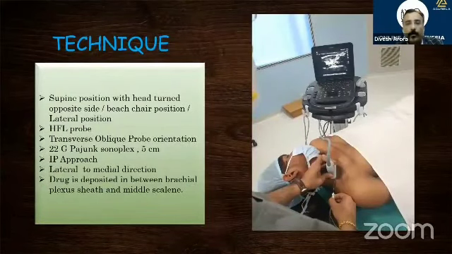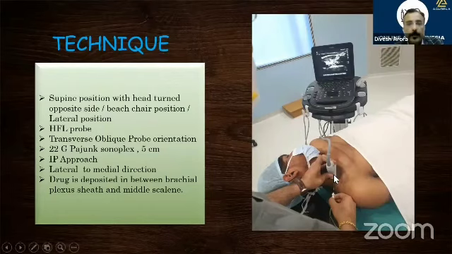So coming on to the technique, how do we actually do this block? This block can be done in the supine position and in a beach chair position, as is done for shoulder arthroscopy, or lateral position also. It's a superficial block, so we need a high frequency linear transducer. As you can see from this image, we need to have a transverse oblique orientation of the probe. A 5 centimeter needle is generally sufficient. In plane approach with a needle direction from lateral to medial is what is desirable. The drug, as I'll be showing you in my videos, has to be deposited in a periplexus injection, like between the brachial plexus sheath and the middle scalene muscle.